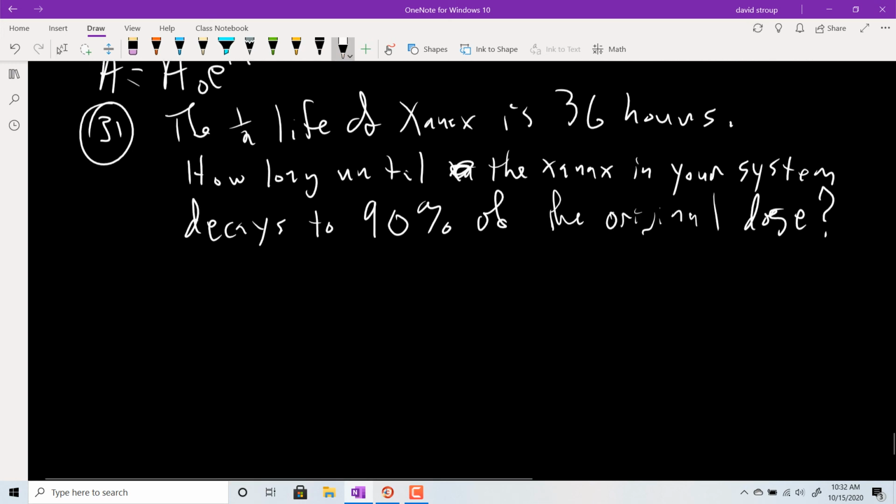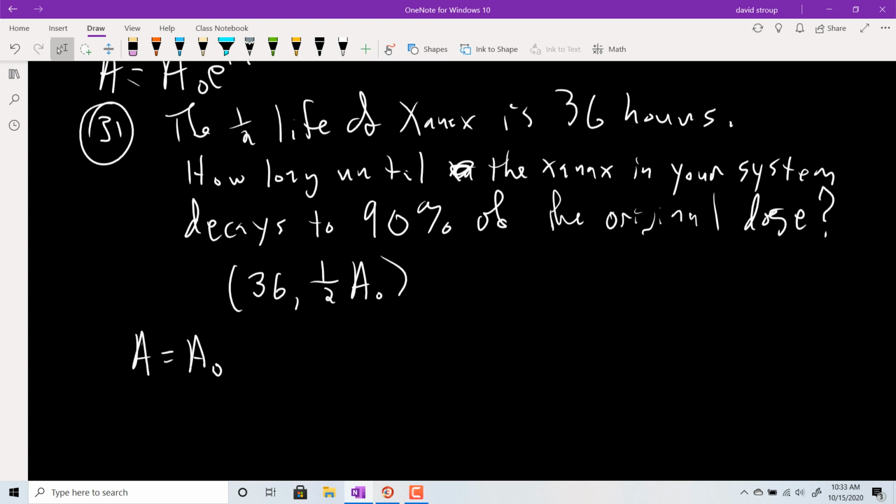Okay, so the half-life basically says, an ordered pair. It's an ordered pair, right? So at 36 hours, 1/2 of the original amount will be left. Okay, and that'll allow us to solve for k. So if you plug that into your formula, here we go. A equals A sub 0 e to the kt. So this is your t value, this is your A value in the ordered pair. It's always t comma A.